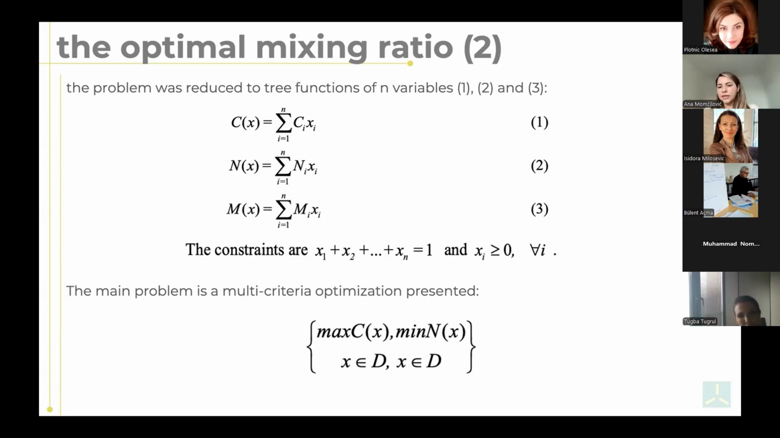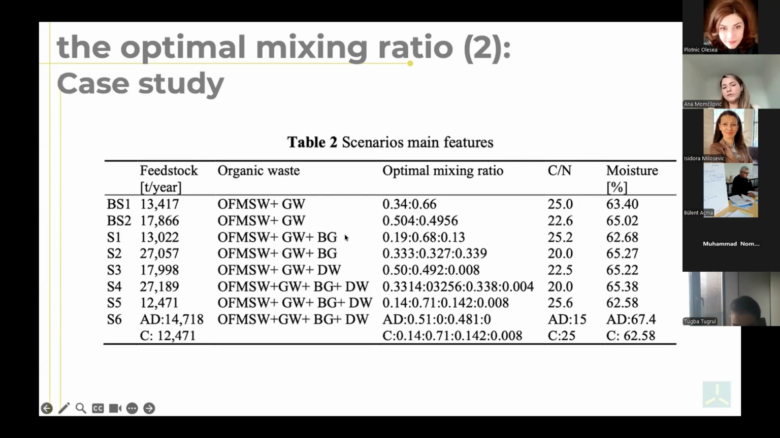And of course, the constraints were that you have to have 100% of all substrates, and that we use all of the substrates that are available. After that, we have 8 different scenarios of a closed loop system based on optimal mixing ratio of different organic substrates.